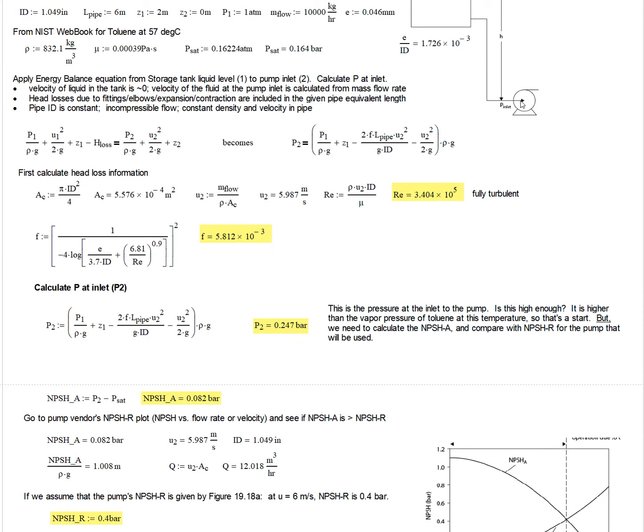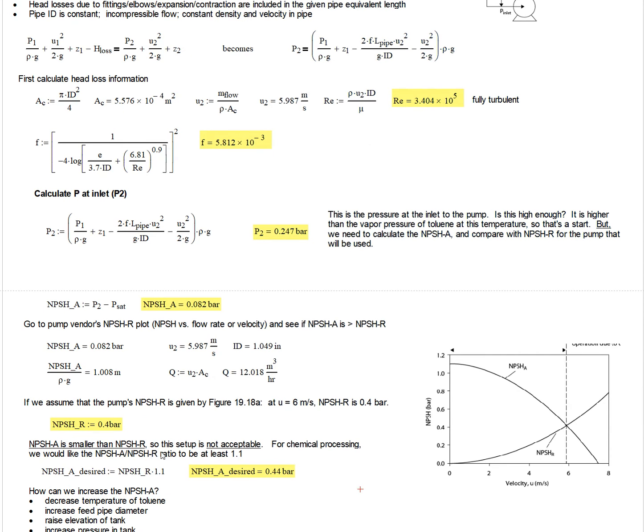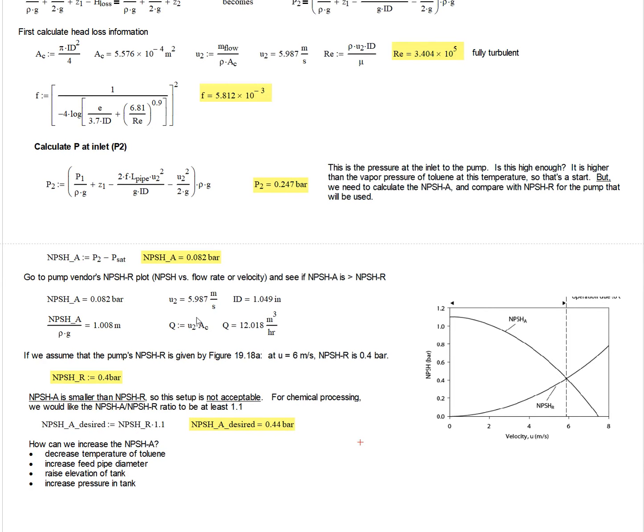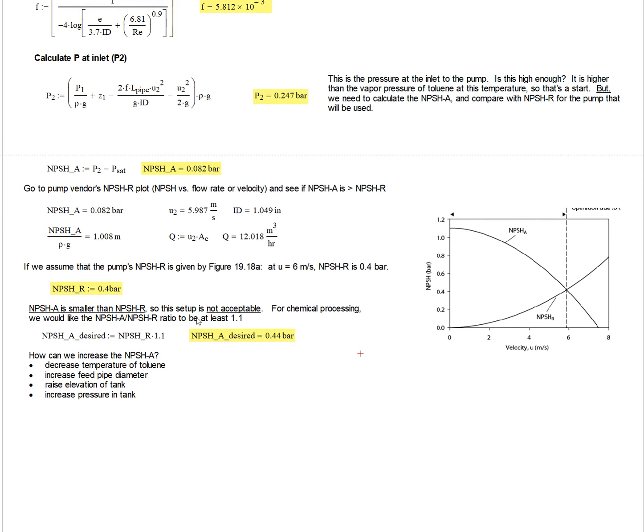You are trading pressure for velocity, and so that pressure is going to decrease yet even more inside the pump, and that is what this pump performance system curve tells you is going on inside the pump. And so this system, as it said, would not be acceptable. What we would need to do is increase the NPSH-A available.